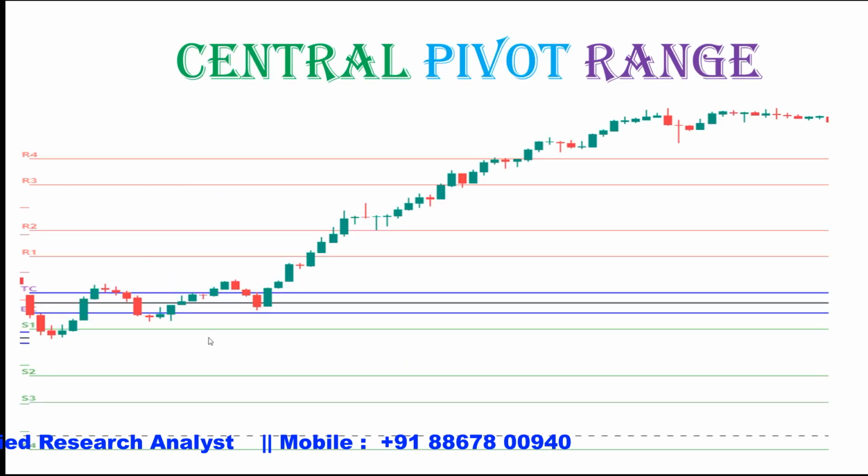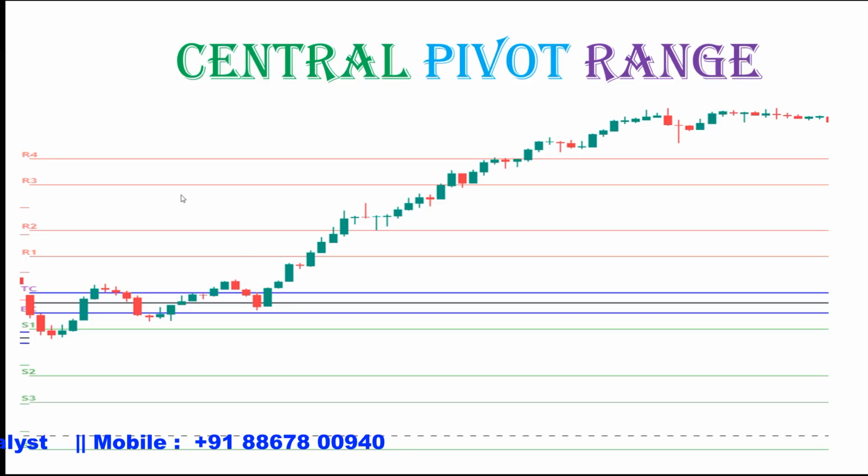When you look at the CPR, this is the top central pivot and the bottom central pivot. Above the CPR we can see the resistance levels R1, R2, R3 and R4, and below there are the support levels S1, S2, S3 and S4. When you enter a trade and the trend is bullish, for a long trade you can keep the targets as R1, R2, R3 and R4. If the trend is bearish, you can look for the support levels as your targets, S1, S2, S3 and S4.